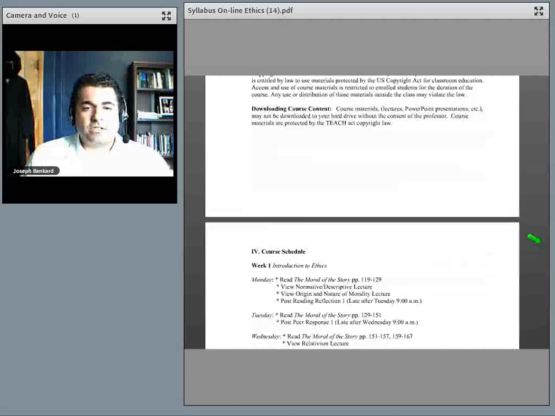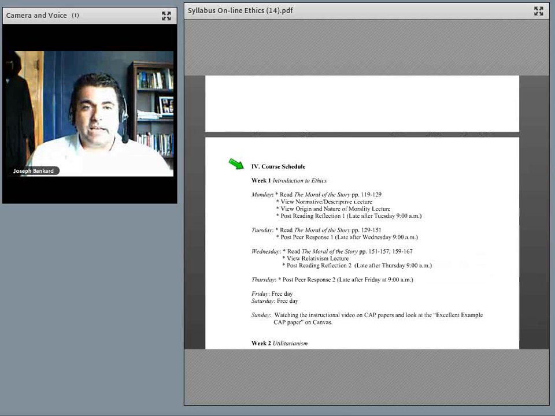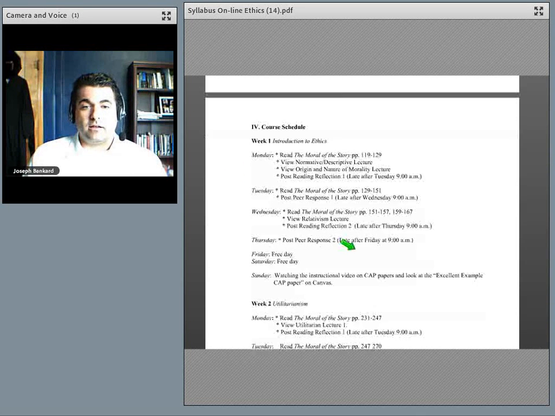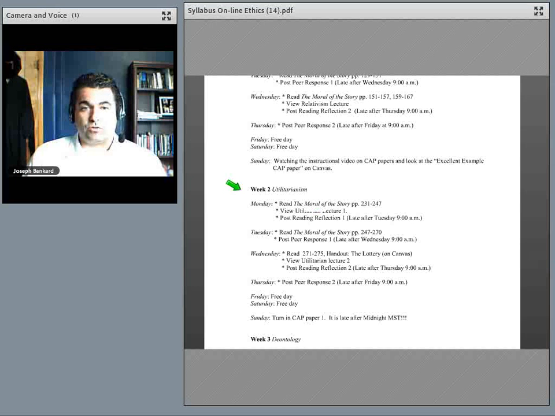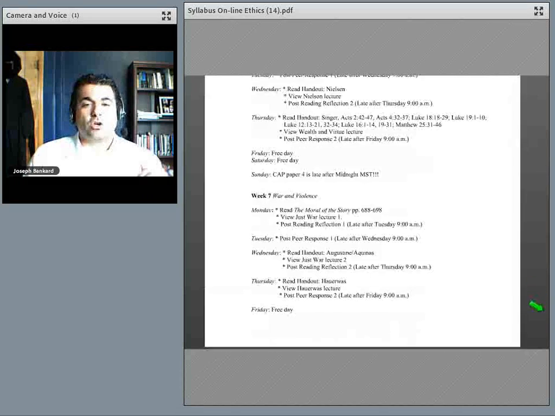If you look to the bottom, you'll see course schedules. Now remember, in Canvas, each week has the schedule for that week. But if you want all the weeks, you can look at the end of the syllabus here, and it shows you week 1, what to do for Monday, Tuesday, Wednesday. Skip down here again. Week 2, Monday, Tuesday, Wednesday, what to read, what to post, what to watch. And it goes through all the way to week 7.